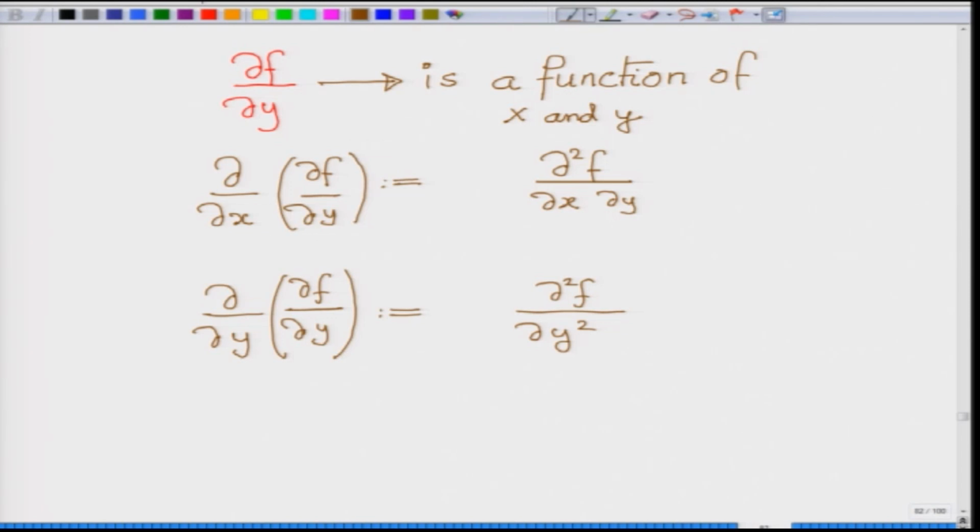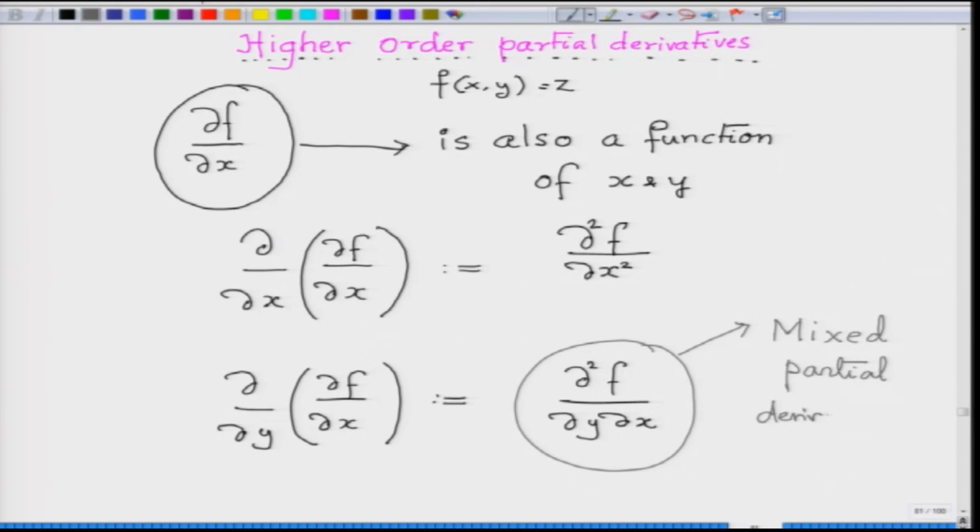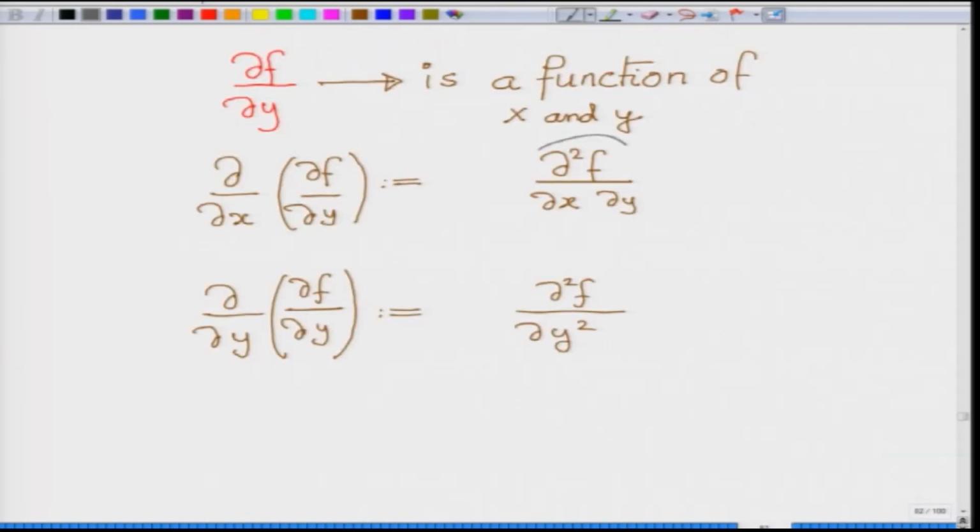So, these derivatives del 2 f del x del y and del 2 f del y del x, these are called mixed partial derivatives. First with respect to x and then with respect to y, second order mixed partial derivative. If I want to be very erudite, I should say second order mixed partial derivative. Similarly, here this one is called again second order mixed partial derivative.